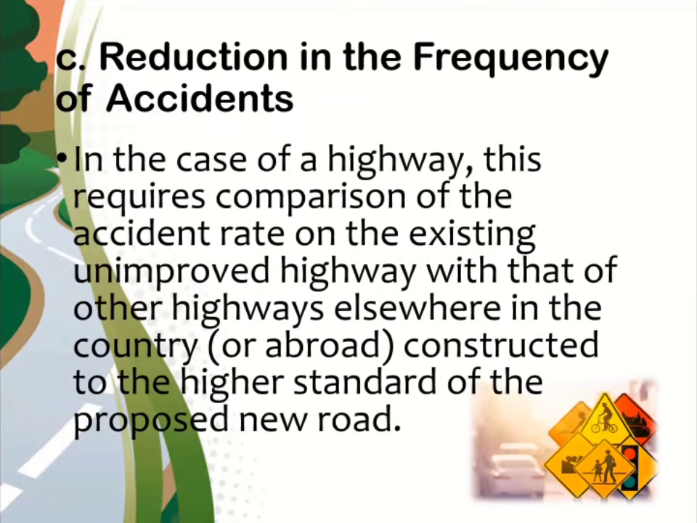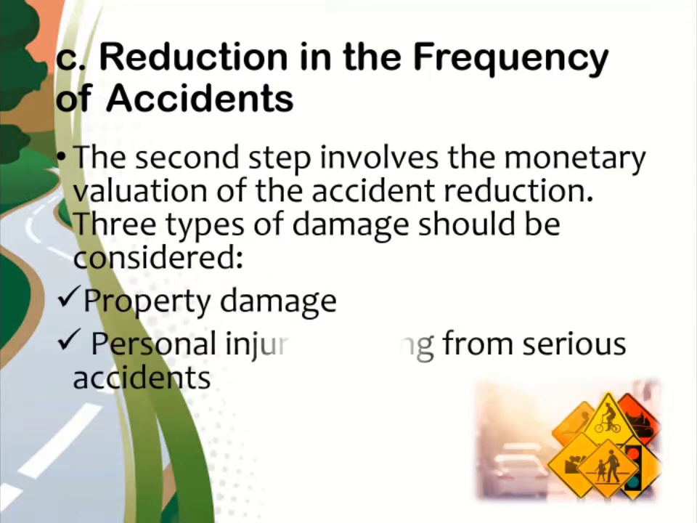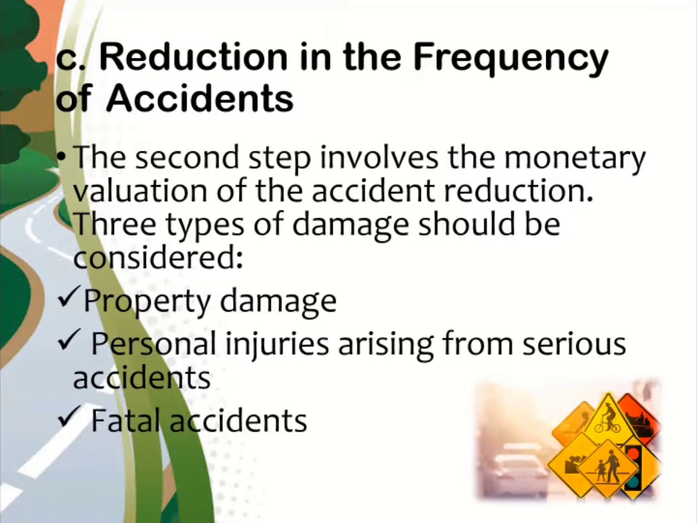There are two steps in assessing the economic benefit of accident reduction. In the case of highways, the first requires a comparison of the accident rate on the existing unimproved highway with that of other highways elsewhere in the country, constructed to the higher standard of the proposed new road. The second step involves the monetary valuation of the accident reduction. There are three types of damage to be considered. First, property damage. Second, personal injuries arising from serious accidents. And the third one, fatal accidents.